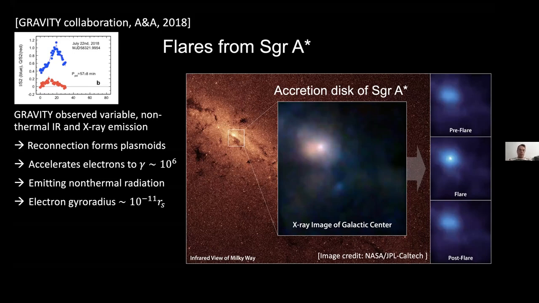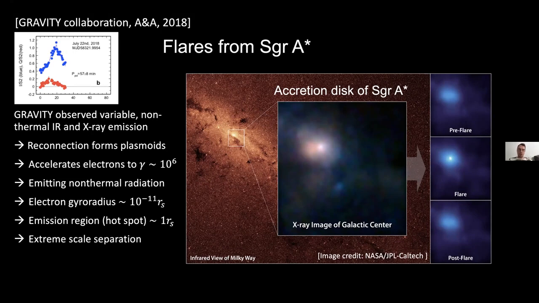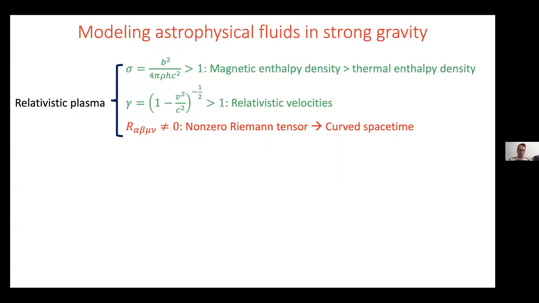But also in this system, we know that the electron gyro radius is about 10^-11 Schwarzschild radii, and the emission region of this hotspot is about 1 Schwarzschild radius. So again, here we have an extreme scale separation where we would ideally use kinetic theory to describe the microphysics, but magnetohydrodynamics to describe the global dynamics of the accretion disk and the jet. So how do we do that?